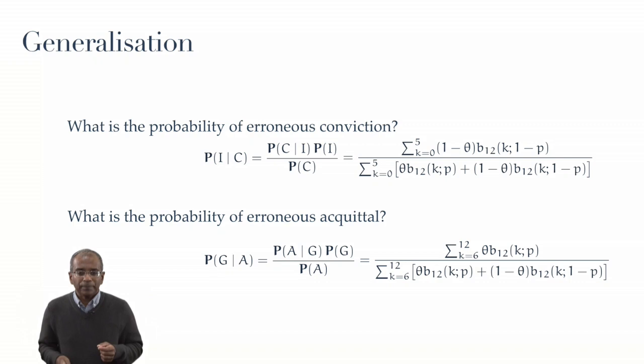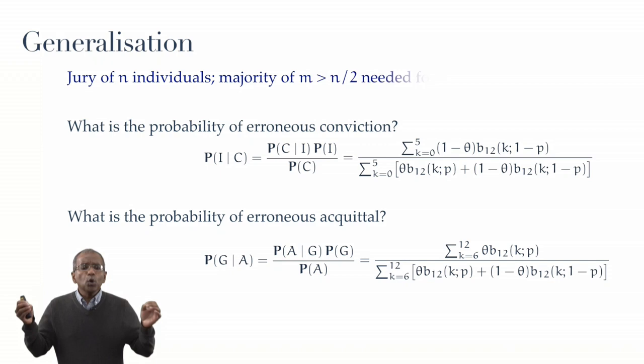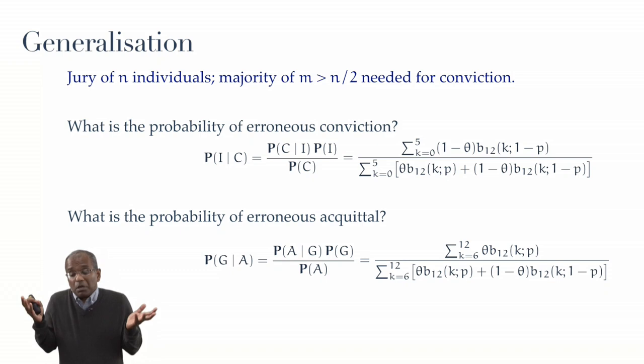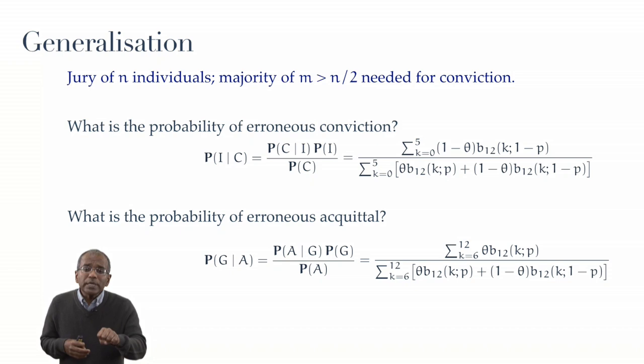Suppose now we abstract the problem and we say, suppose we have a jury of n individuals. Why n? Because it is inconceivable that I use anything else for an algebraic variable. And suppose we need a majority, let's say m individuals, to convict. In our example from France, from 1825 to 1830, n was 12 and m was 7. How do these expressions change?